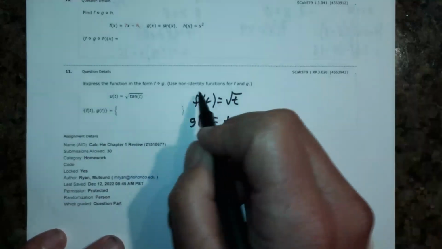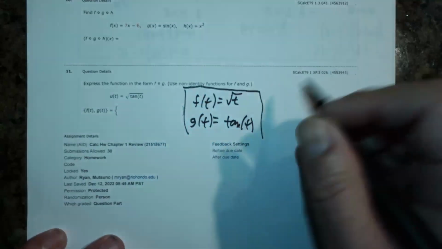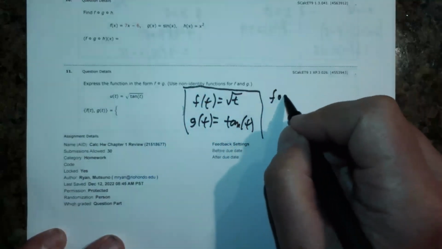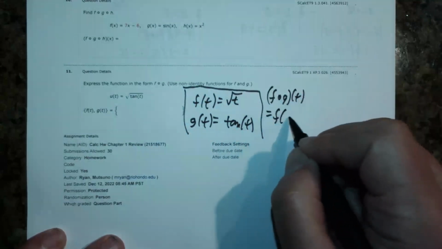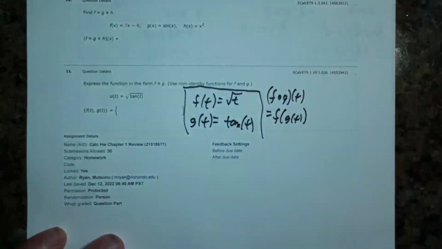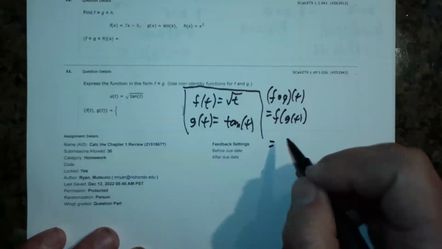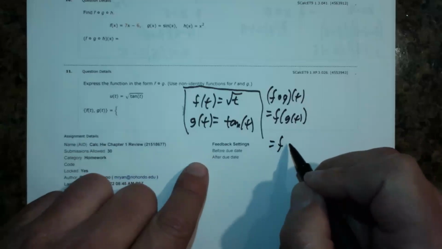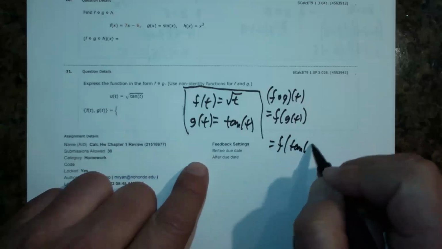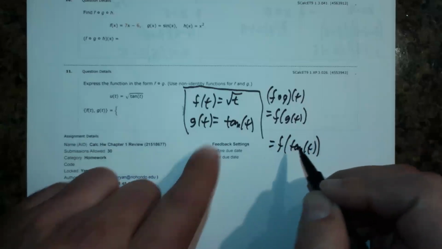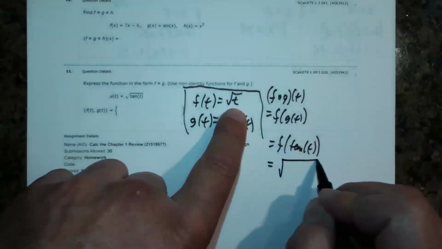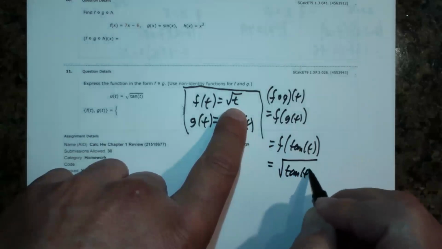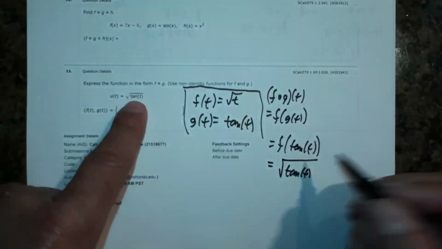And the reason I am doing this is because if I do f composite g of t, this means this, which is f of the tangent of t, which means I'm going to take that t and replace it with the tangent of t. And you can see that's where we started.